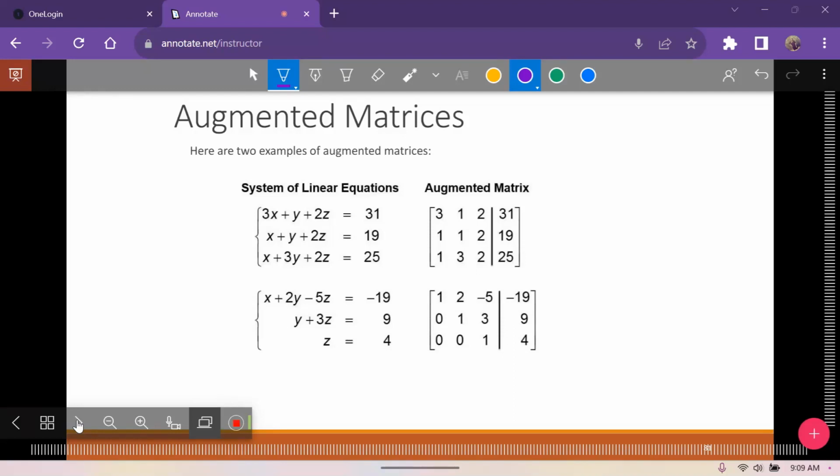So this shows an example of how to write augmented matrices from systems of equations. Usually you'll have some kind of word problem. You change those words into a system of equations, and then once you have a system of equations, you can use that information to help you create an augmented matrix.